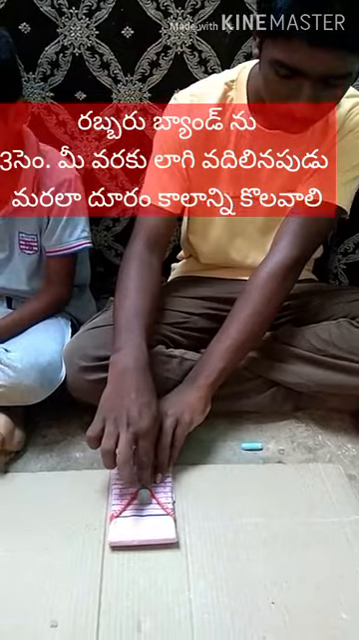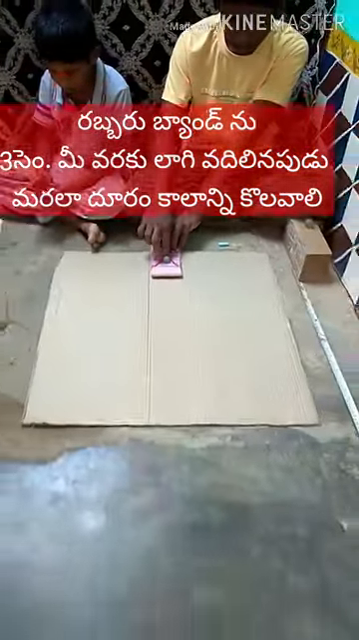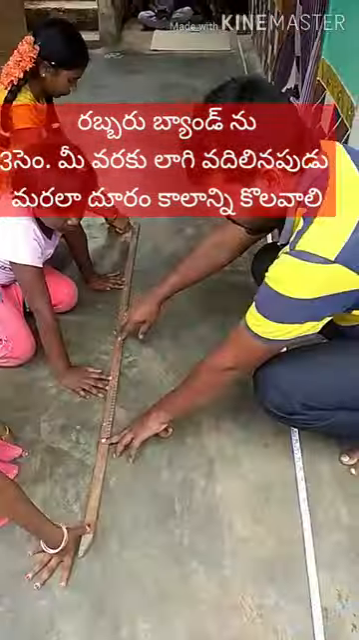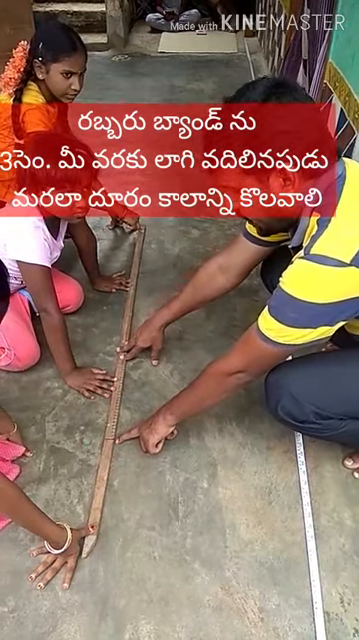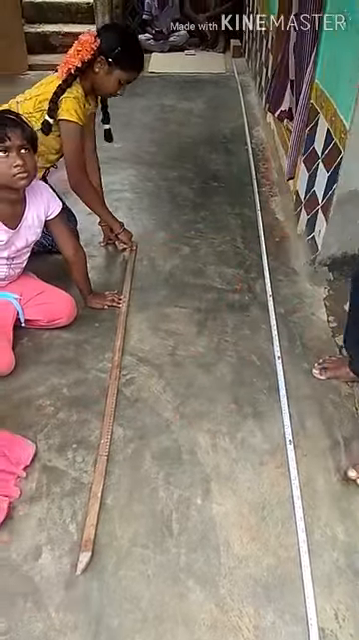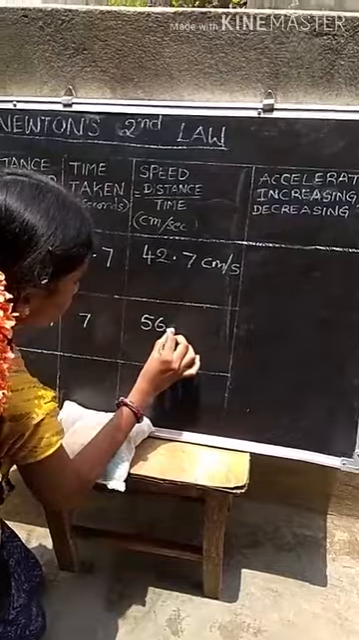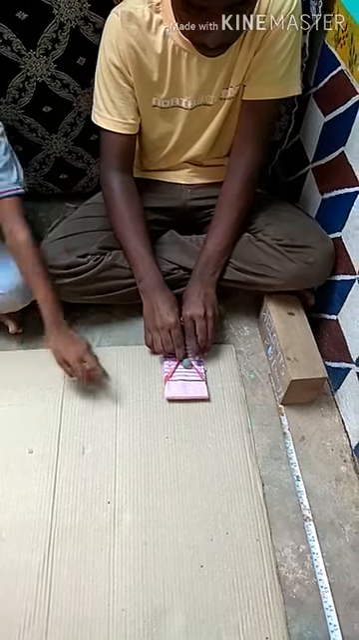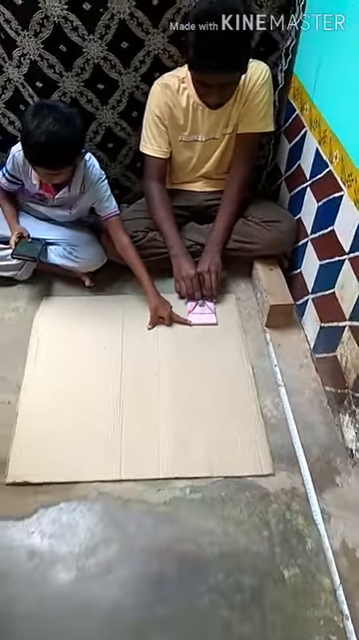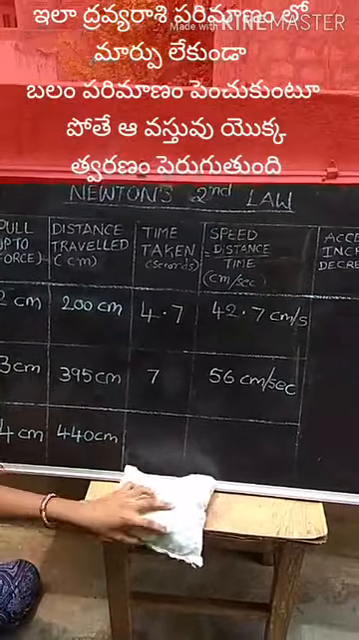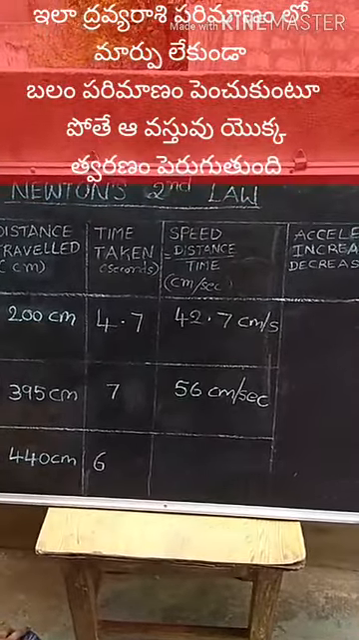Let us release the marble at 3 centimeters distance. The distance traveled by this object is 395 centimeters. The time is 7 seconds. Pull this object at 4 centimeters distance. The distance traveled is 440 centimeters. The time is 6 seconds.